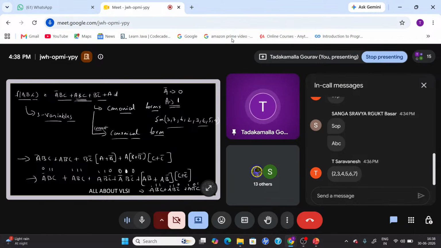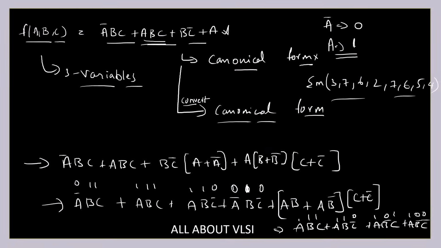Okay. So before 2, 3, 4, 5, 6, 7. Exactly. 2, 3, 4, 5, 6, 7. Exactly. So you need to first of all make sure that that particular expression is written in canonical form. Then only you can basically derive the minterms. Okay. So before that you cannot directly take the minterms. First of all, you need to convert it into canonical form. Then only you can basically derive the minterms.